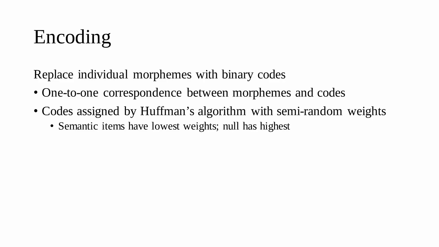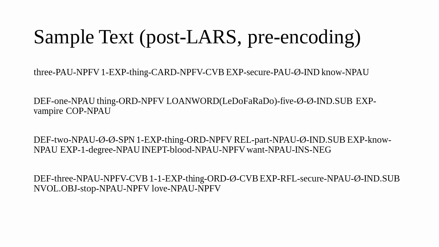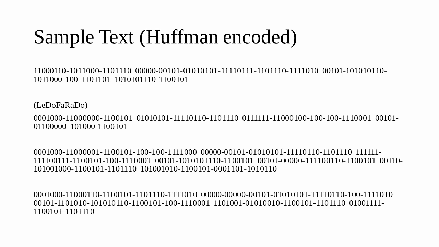Which brings us back to the third step of Conchord translation, encoding. Each morpheme is assigned a binary code derived using Huffman's algorithm on the entire set of morphemes in the language with semi-random weights. Each morpheme is then substituted with the appropriate code, taking us from this confusing monstrosity to this perfectly clear expression of meaning. The one irregularity is the le do fa ra do in the second sentence, which is still connected to the sentence but is set to the side for now.